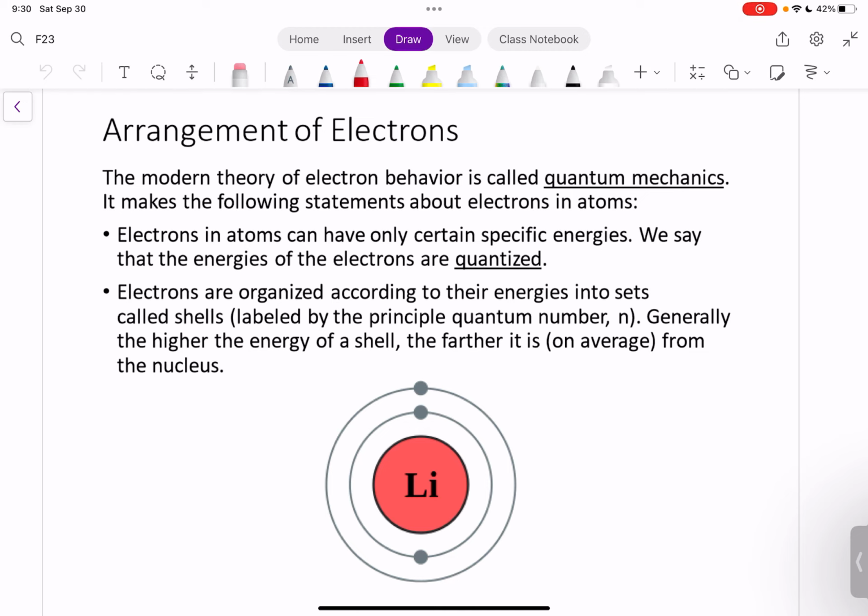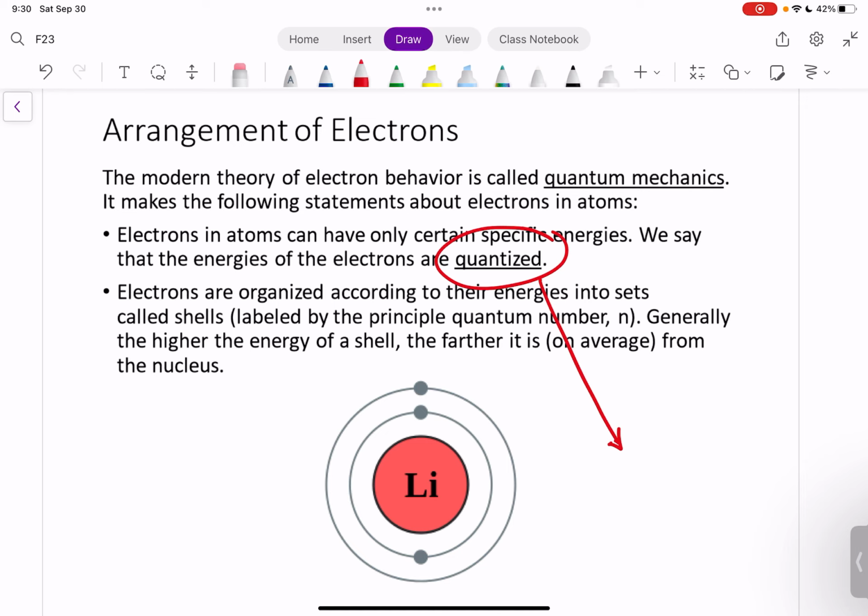Quantum mechanics says that electrons in atoms can have only certain energies. And we say that the energies of these electrons are quantized for that reason. So what does it mean for something to be quantized? This term is a little bit of a new term, so I'm bringing it down here for a second.